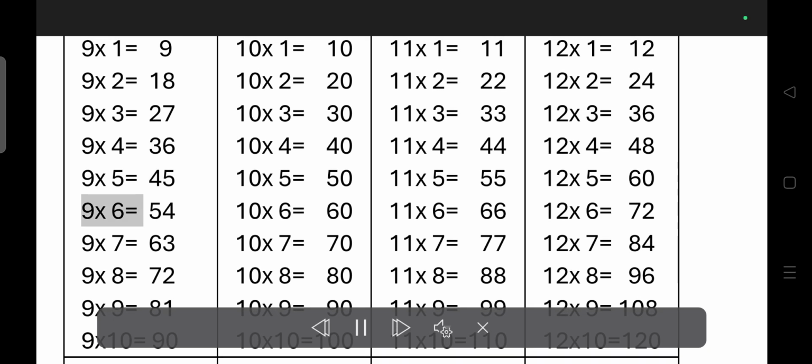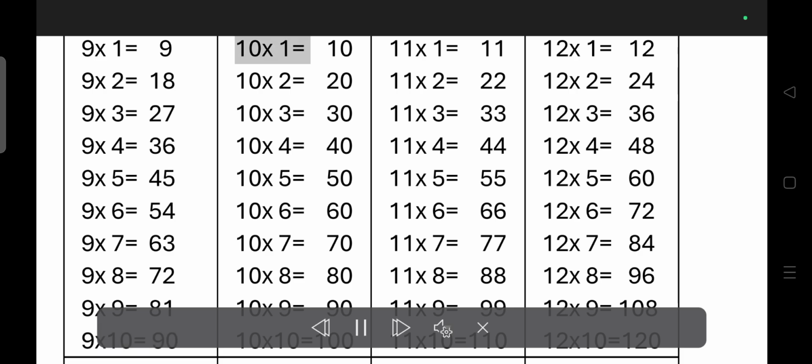9 times 6 is equal to 54. 9 times 7 is equal to 63. 9 times 8 is equal to 72. 9 times 9 is equal to 81. 9 times 10 is equal to 90.